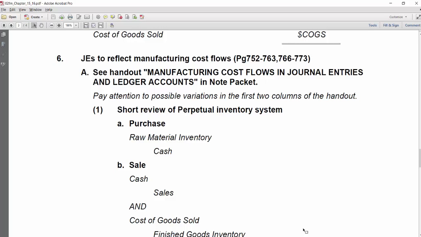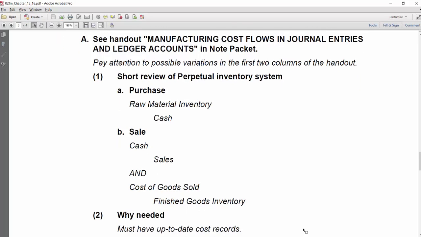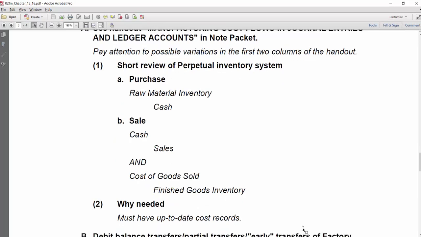So what's changed here? Purchasing, we purchase only raw materials inventory, not regular merchandise inventory. And what's changed in the sale? We remove the item from finished goods inventory because that's the one sitting there ready to be sold. We don't have such a thing as merchandise inventory anymore because we make our own. So why do we need a perpetual inventory system? We've got to have up-to-date cost records. It's very tough to not have a perpetual system in a manufacturing company.